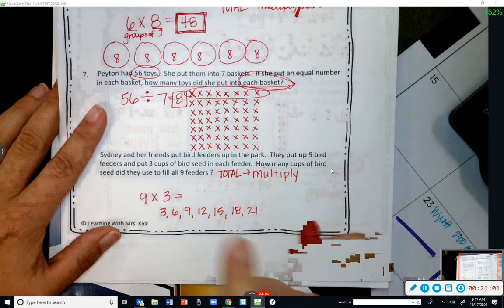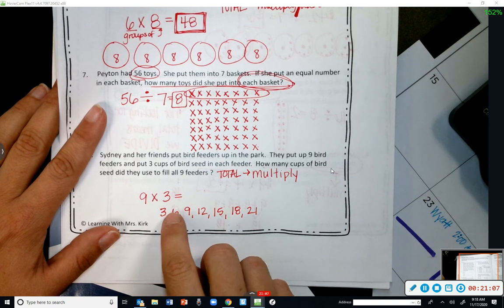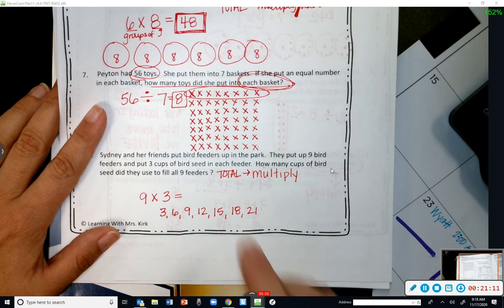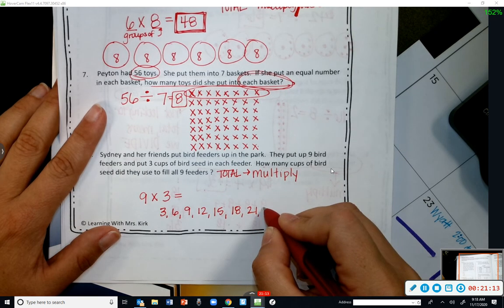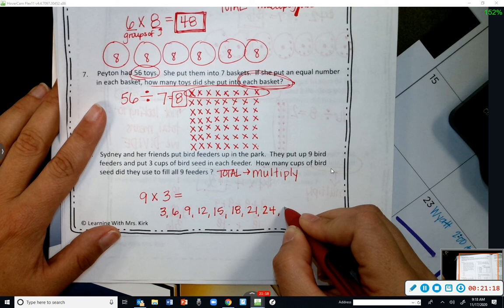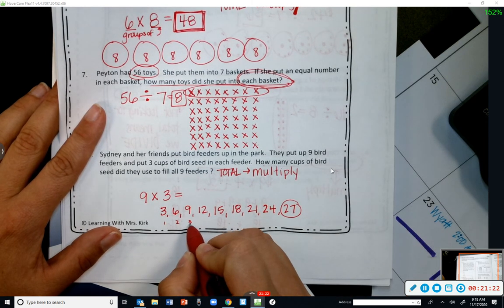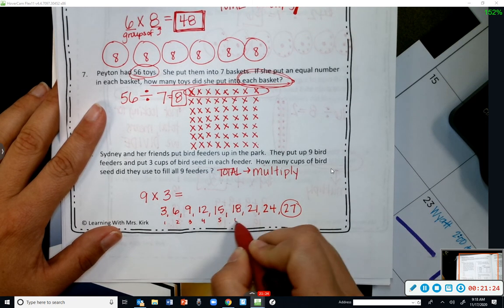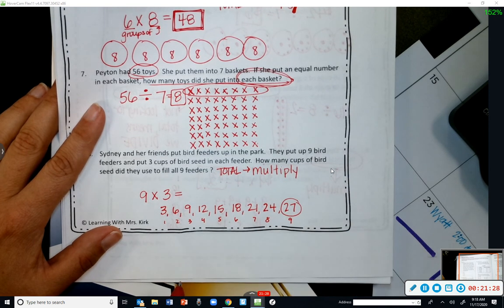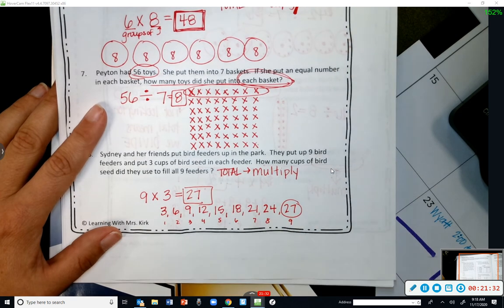18. Okay, I'm going to stop real quick to make sure I haven't gone too far, because I need 9 of them. 1, 2, 3, 4, 5, 6, 7. So I need 2 more. What comes next? 24 and 27. That's 1, 2, 3, 4, 5, 6, 7, 8, 9. 9 times 3 is skip counting by 3s. 27 cups of seed.